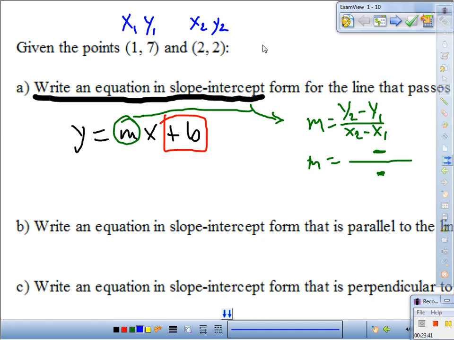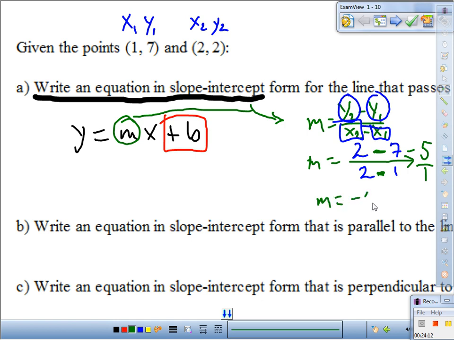Okay? Here we go. So let's fill in our information. What is y sub 2? y sub 2 is 2. What is y sub 1? y sub 1 is 7. What is x sub 2? x sub 2 is 2. And what is x sub 1? x sub 1 is 1. All right, let's see what we get. 2 minus 7 is negative 5. And what is 2 minus 1? 1. So my slope is negative 5.